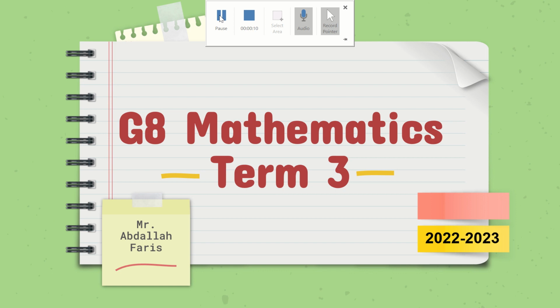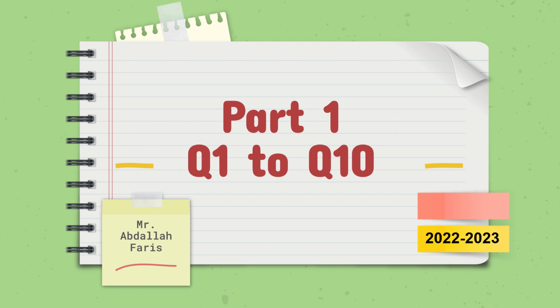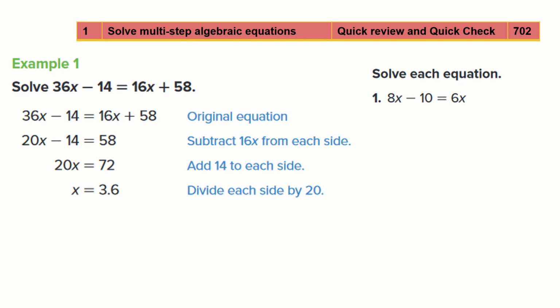This is the first video of the revision for the end of term exam, grade 8 ELITE. So the first part includes 20 questions with 30 marks, so 3 marks for each question. In the first question, it will be from page 702. You will be solving multi-step equations.